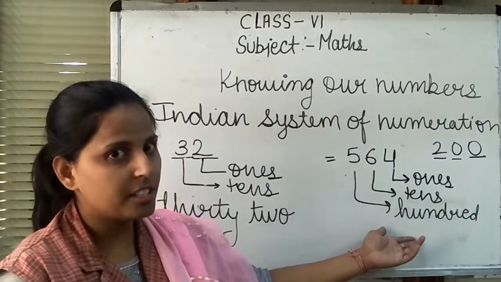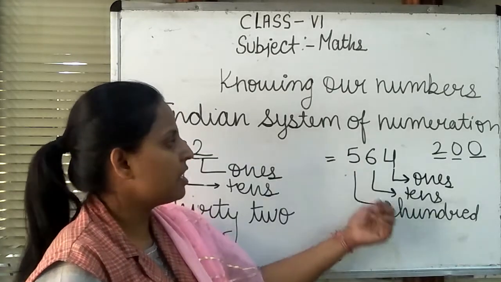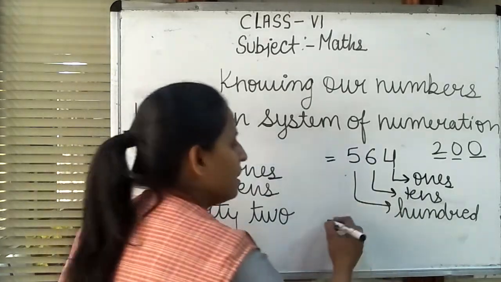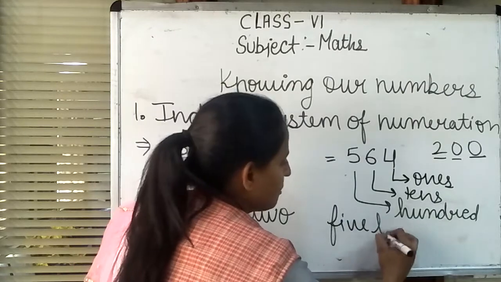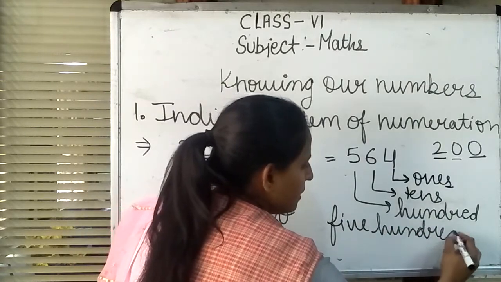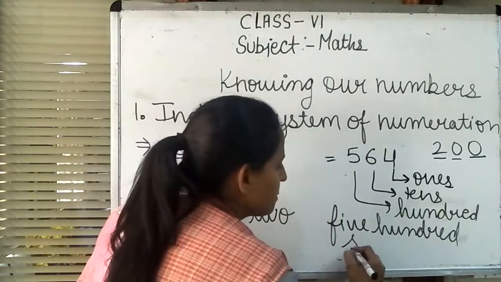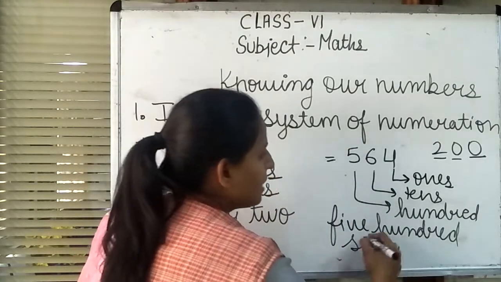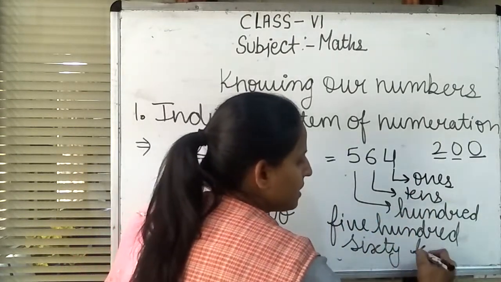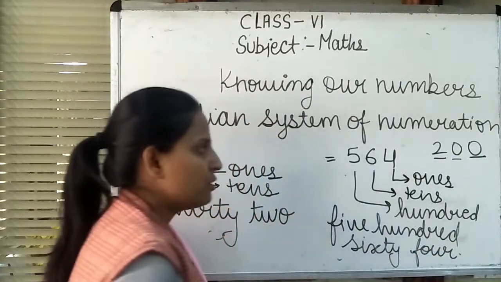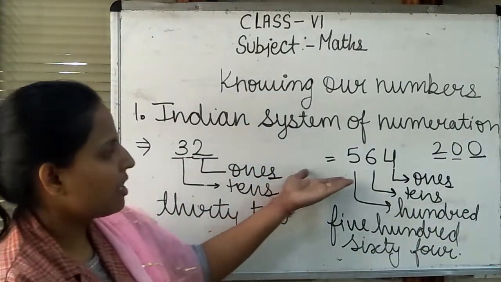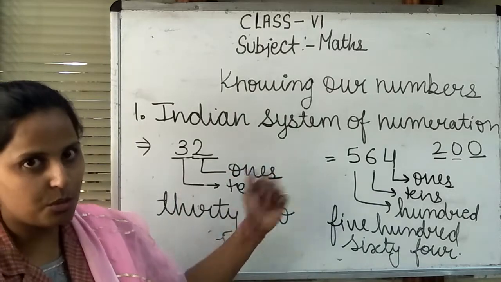So 5 has to be announced in terms of hundreds, so the name of the 5 is 500. So now the name of this is 500. After that, 6 with the tens, so now this is 60, and after that, 4 with the ones, so now read as 4. Any doubt? We write the number according to the three digits and the two digits.